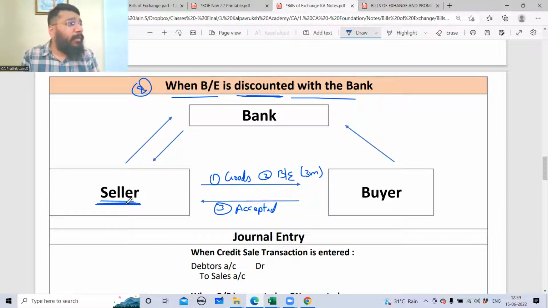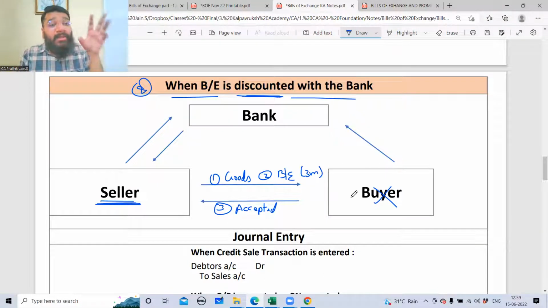Will the buyer make the payment? Will the customer make the payment? He'll say, no. The other day you only accepted that it's okay that I give payment after 3 months, I don't have money. So customer will not pay the money. Now seller is in big trouble. Now what to do? So now one facility is being given by the banker.